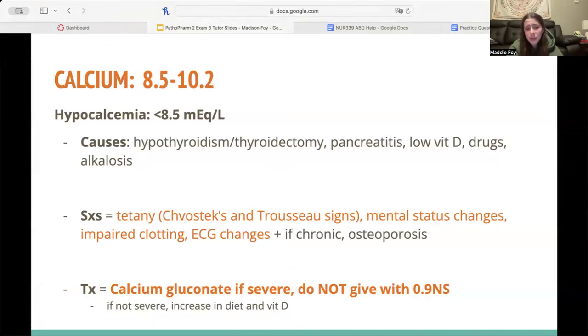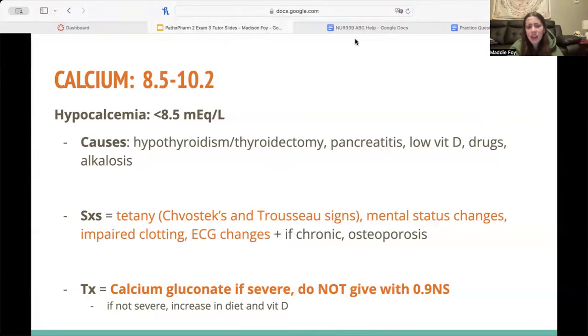Again, if it's severe, you can give calcium gluconate. Calcium gluconate, though, should not be given with 0.9 normal saline. So that's just a note, not to give it with 0.9 normal saline. It's not that they're incompatible, but they can cause adverse effects for the body.